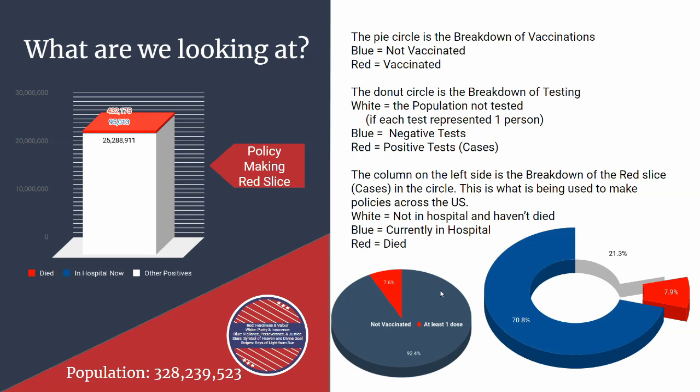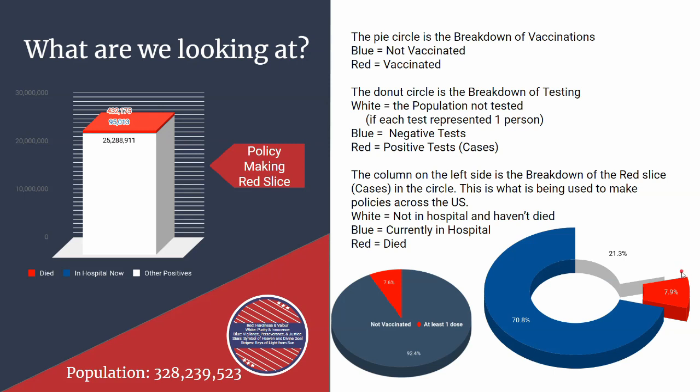The donut circle is the breakdown of testing. Blue is equal to the negative test results. White is assuming that each test represented one person, so we're calculating the population minus the total tests done. And red, well, this is the piece of data that has been being used to make opening and closing policies across the United States. These represent the number of positive test results, which are reported as the number of cases.